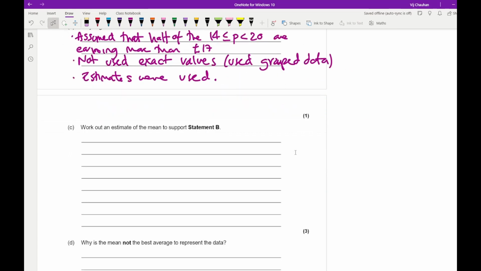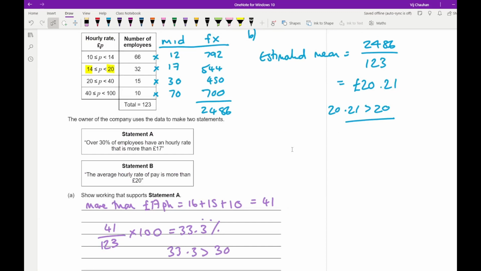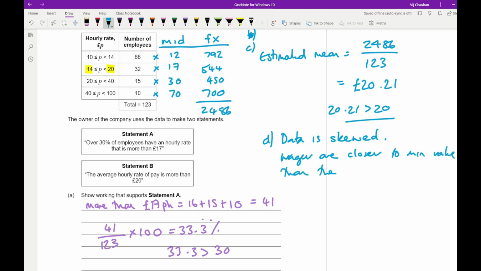It then says for question D, why is the mean not the best average to represent the data? And again, there are several reasons we could give for this one. Actually, this is C, not B, so D here. You could say something along the lines of the data is skewed, which basically means that it's more one-sided than not. As you can see from the table, there are more people earning less than 20 from the groupings than the high earners. You could say that the wages are closer to the minimum value than the upper value.